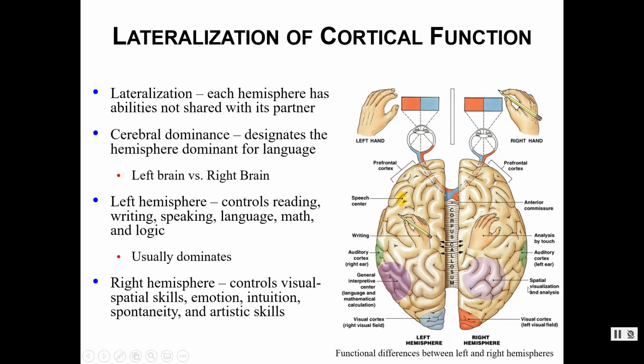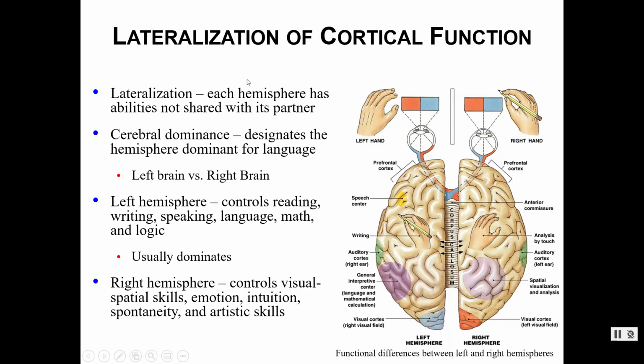Let me find an example. Here we go. Spatial visualization and analysis. That happens in the right side of your cerebral hemisphere. It doesn't happen in the left side. Just kind of is what it is. Speech center, remember that Broca's area was in the left hemisphere, and we're not seeing that in the right hemisphere. This is called lateralization.